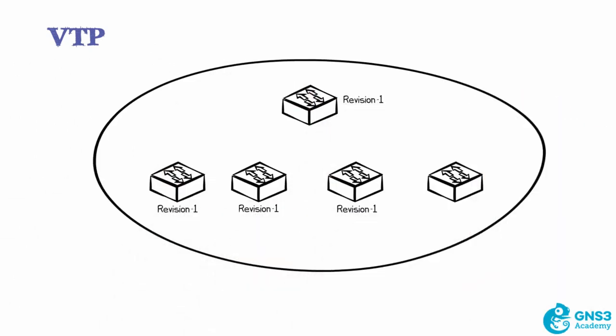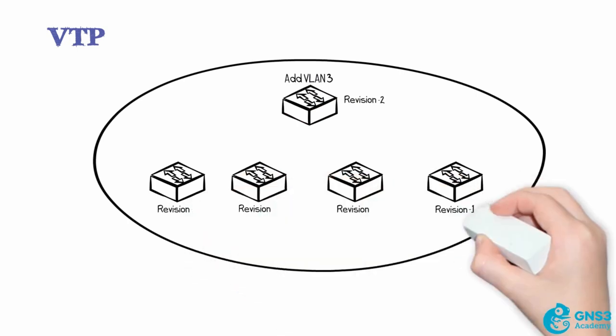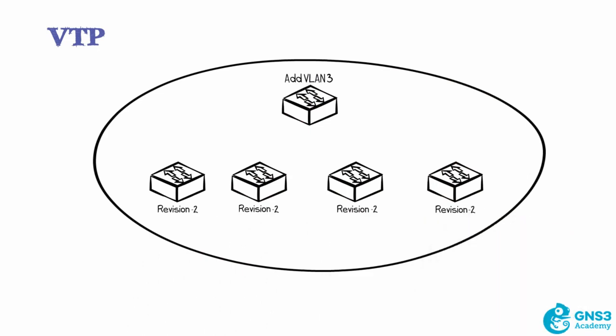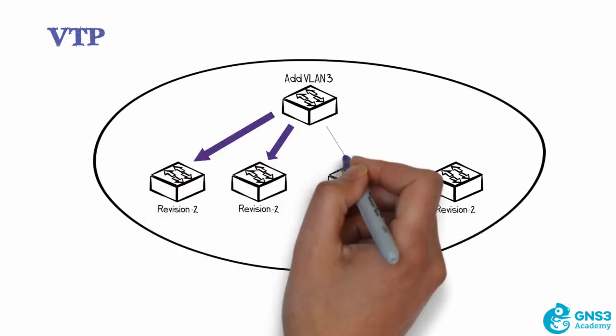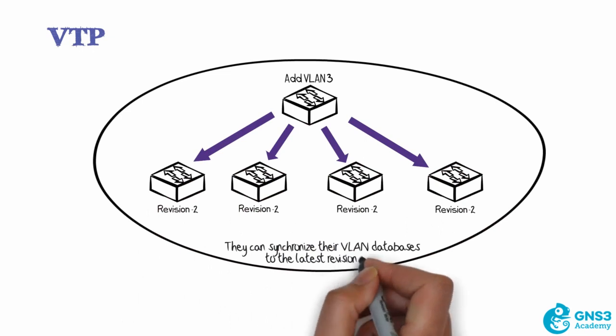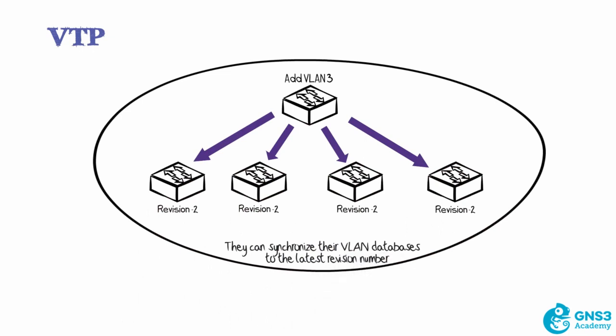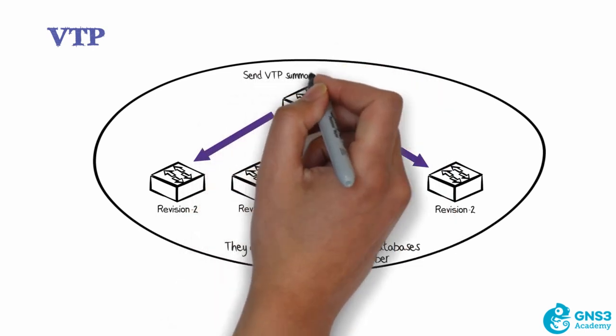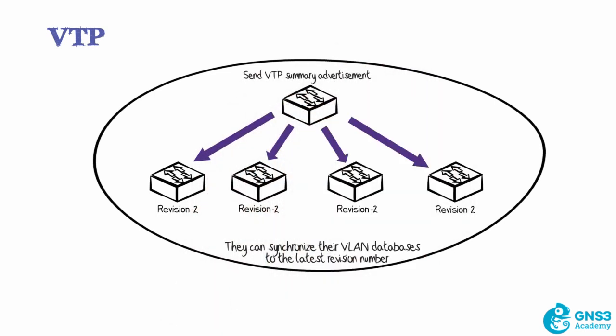So let's assume that all devices in this topology have a revision number of 1. You as the administrator add a VLAN, let's say VLAN 3, to this top switch. The revision number on that switch will then increment from revision number 1 to revision number 2. That information will then be advertised to all other switches in the VTP domain so that they can synchronize their VLAN databases to the latest revision number, which is revision number 2. The switch at the top will then send what's called a VTP summary advertisement to all other switches, informing them that changes have been made.